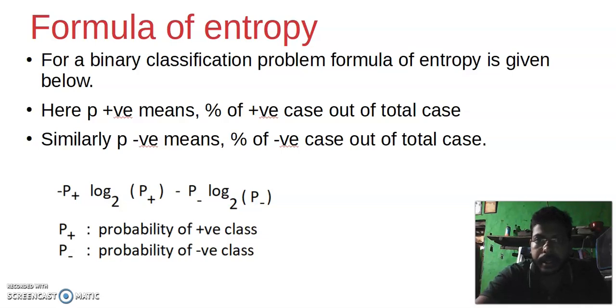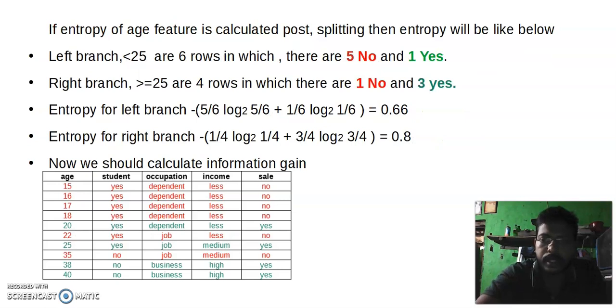As we have taken the age feature, information gain has to be calculated for it. For that, entropy has to be calculated. So the formula of entropy is given here. For a binary classification problem, the formula of entropy is given below. Here P positive means the percentage of positive cases out of total cases. Similarly, P negative means the percentage of negative cases out of total cases. I already showed this formula in the previous video. So before calculating information gain, first the entropy of that particular root node is calculated.